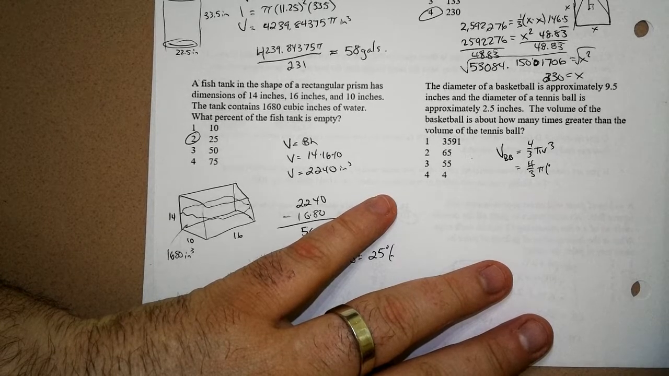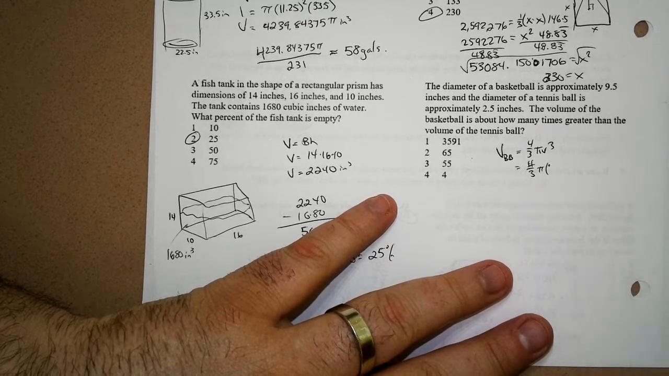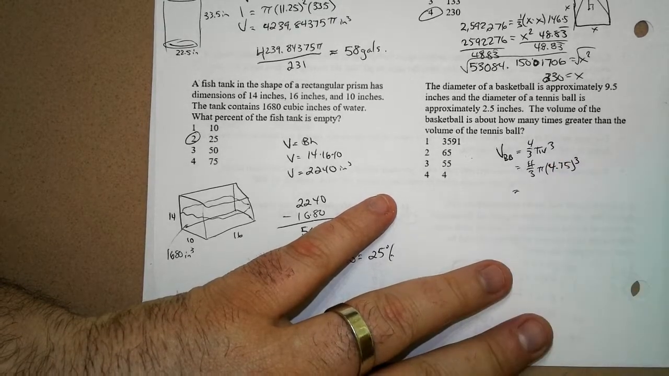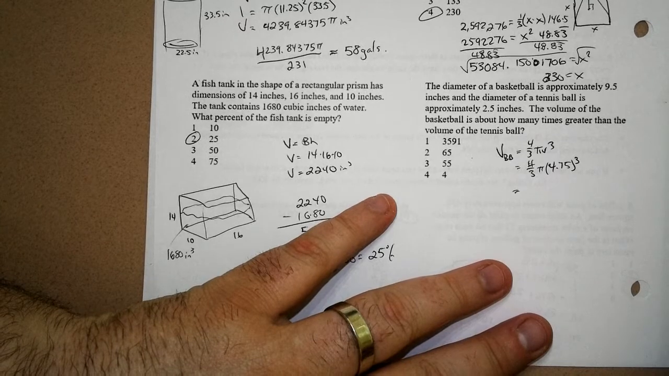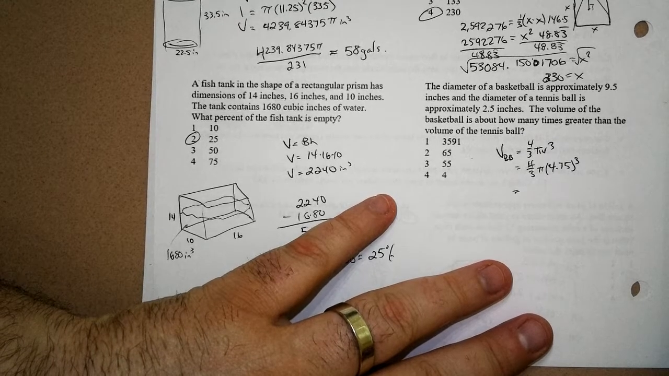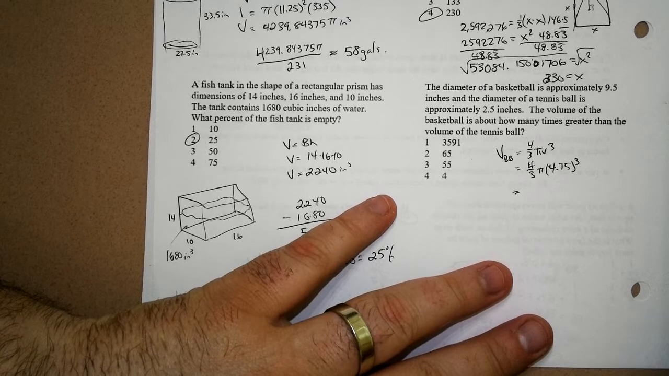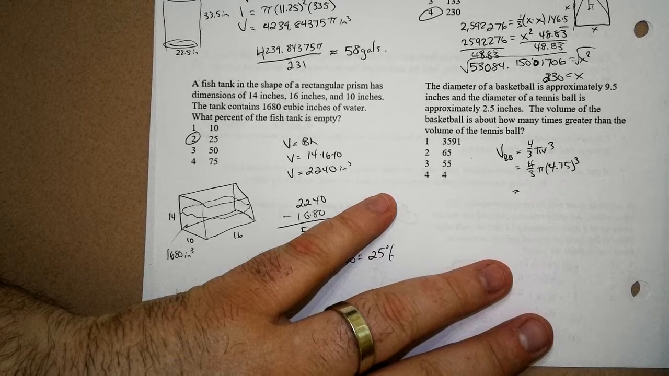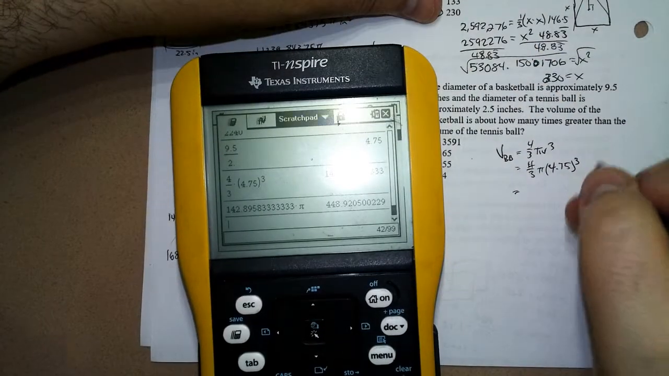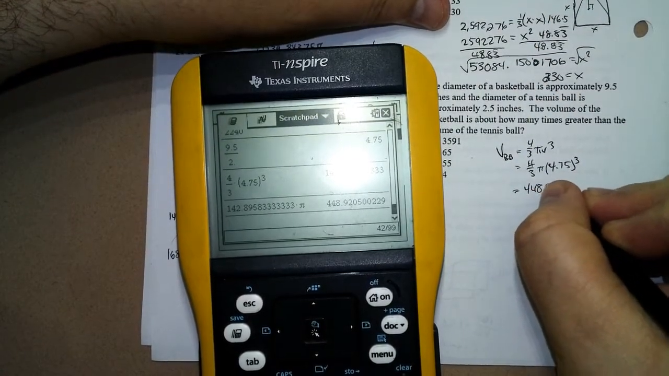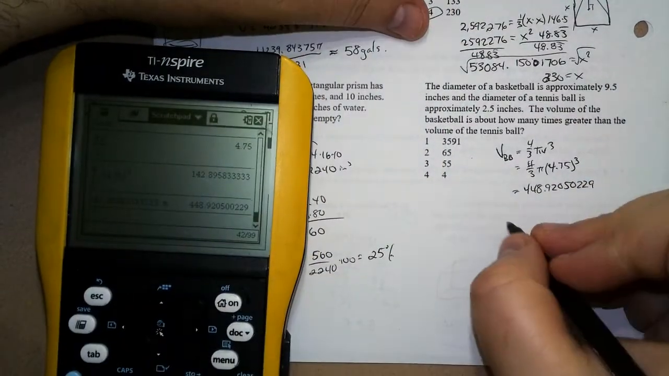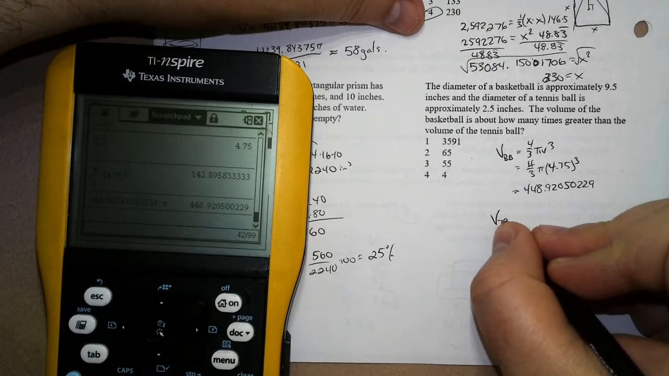Okay? And this is 4.75, which is equal to, yeah, we'll just do times pi on this as well. And I get this crazy thing, right? 448.92050229.